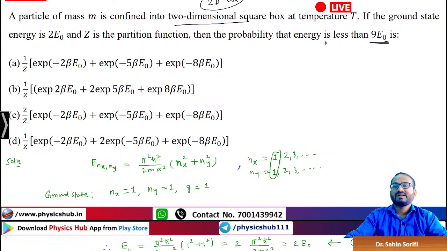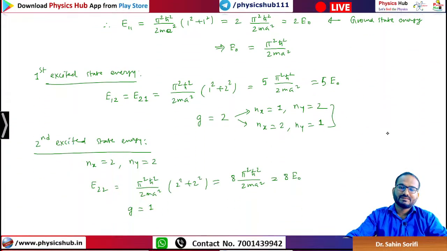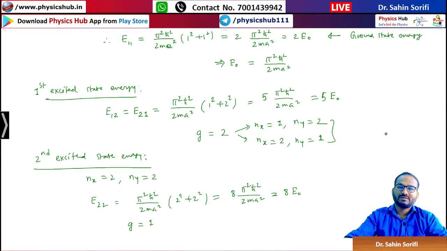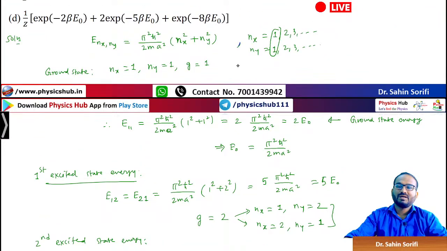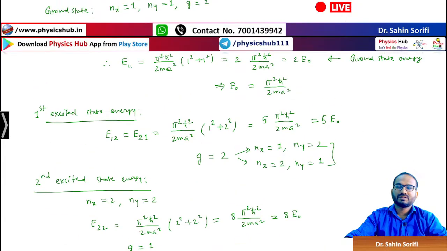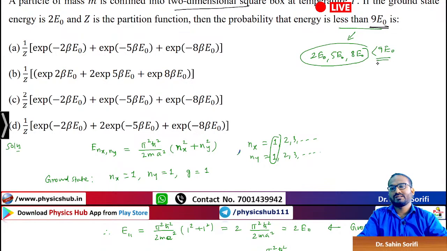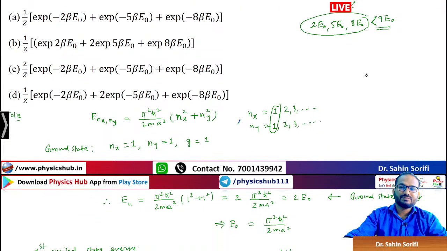So then the probability that the energy is less than 9 E naught. If you consider the next third excited energy level, that will be 3 1 or 1 3. So that will be 9 E naught, but you have to consider the energy levels which are less than 9 E naught. Which are the energies less than 9 E naught? We have 2 E naught, 5 E naught, and 8 E naught. So all these three energy levels are less than 9 E naught. So what is the probability that the energy will be less than 9 E naught? This is what we have to find out.